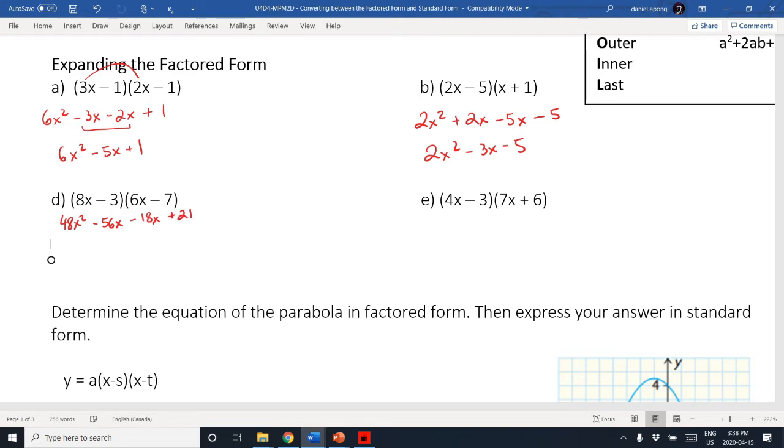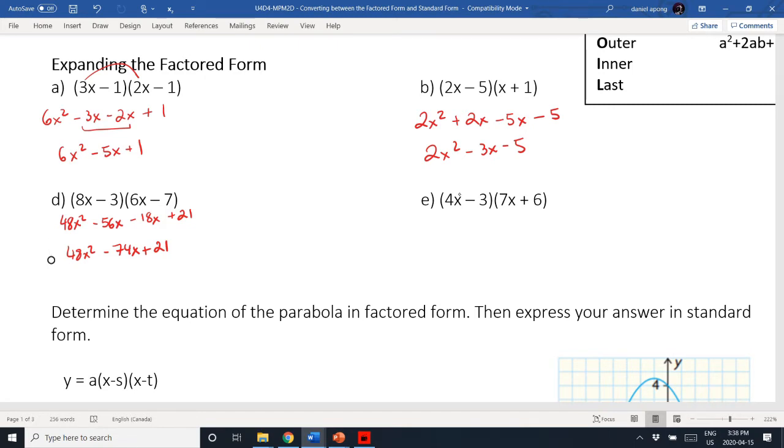Just one thing to note, just be mindful with the signs. You remember a positive and a positive is positive, and a positive and a negative is a negative, and a negative and a negative, when you're multiplying them, is a positive. So now we're just going to group like terms together. So we have 48x squared, negative 56 plus negative 18 is equal to negative 74x, and then we have plus 21.